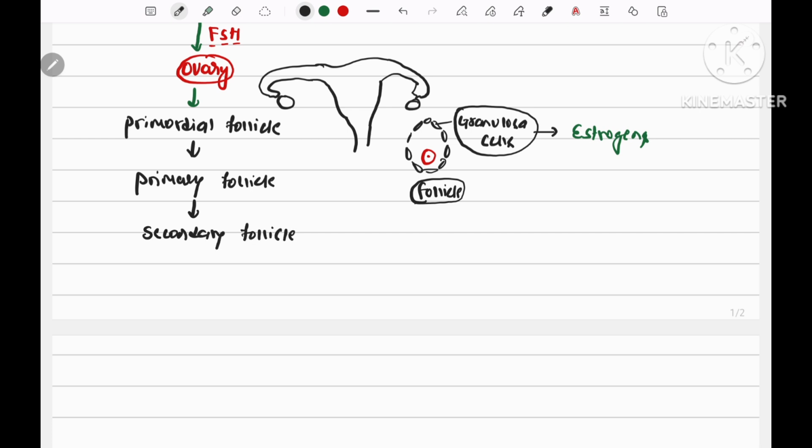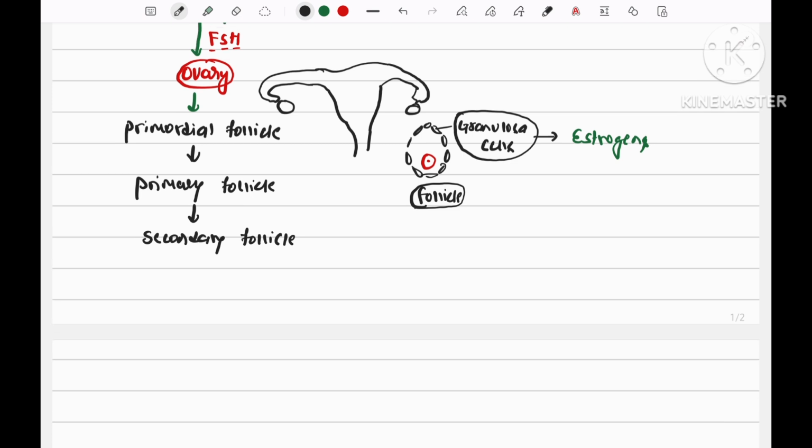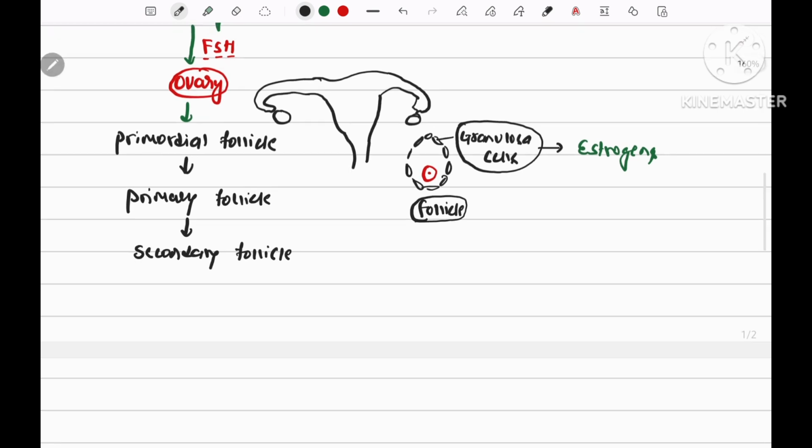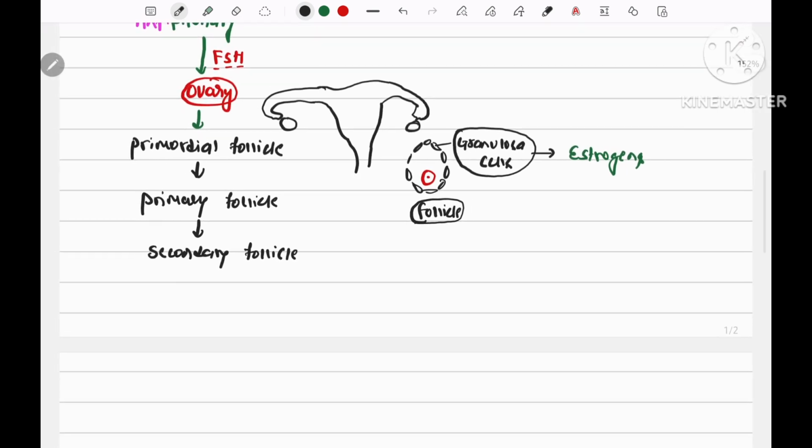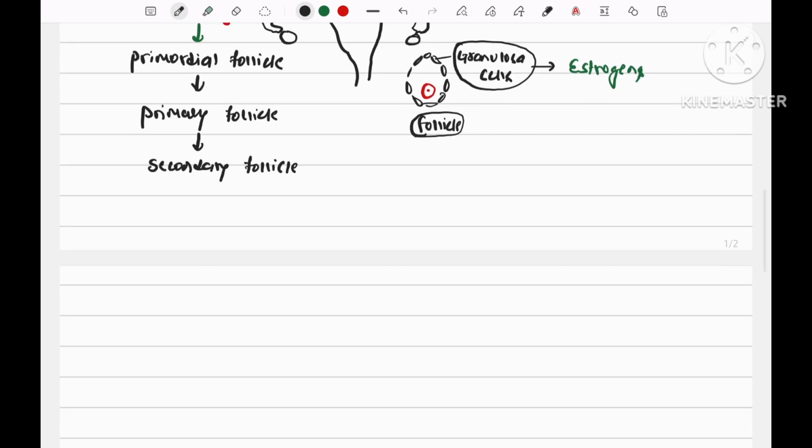Now at some time, the amount of follicle stimulating hormone decreases. At that period, the follicles which have the maximum number of follicle stimulating hormone receptors survive. Other follicles become atretic. The follicle which survives, we name as the mature follicle.